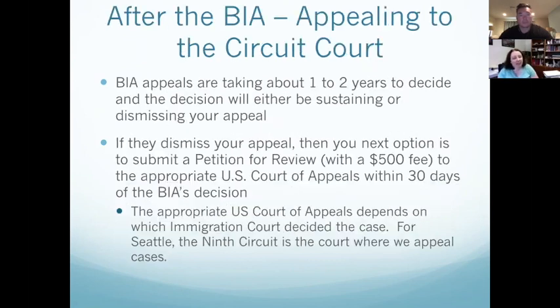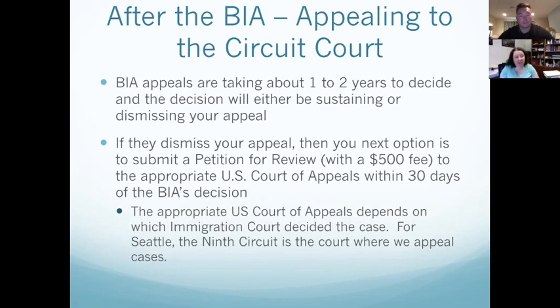Next slide. Okay. And after the BIA, if the BIA dismisses your appeal, their appeals are taking a while. I mean, they're all over the place, how long they're taking. I've had some take a couple months, and then I've had some take a year or 2 years. Motions to reopen are taking about 6 months.